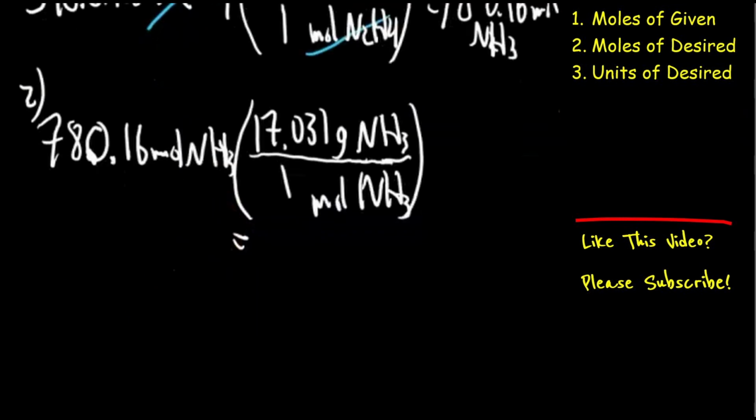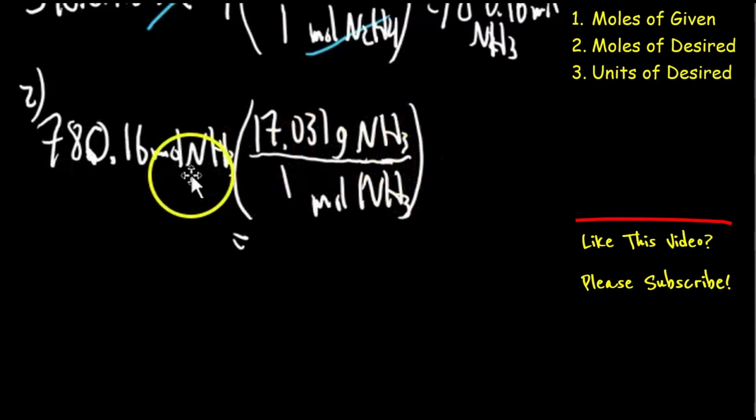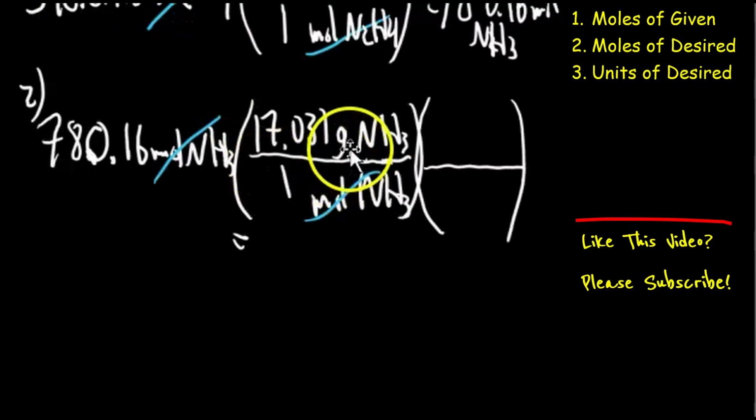Okay, so we'll put that in our trusty calculator. 780.16 times... Oh, we're not done yet, right? Because we're in grams. Actually, before we do it, just to save some time, this gives us grams, and we want kilograms. So we got to do another conversion here. We want grams to cancel out, so we put it in the denominator. We want kilograms. And for every 1 kilogram, that weighs 1,000 grams. So grams cancel out there.